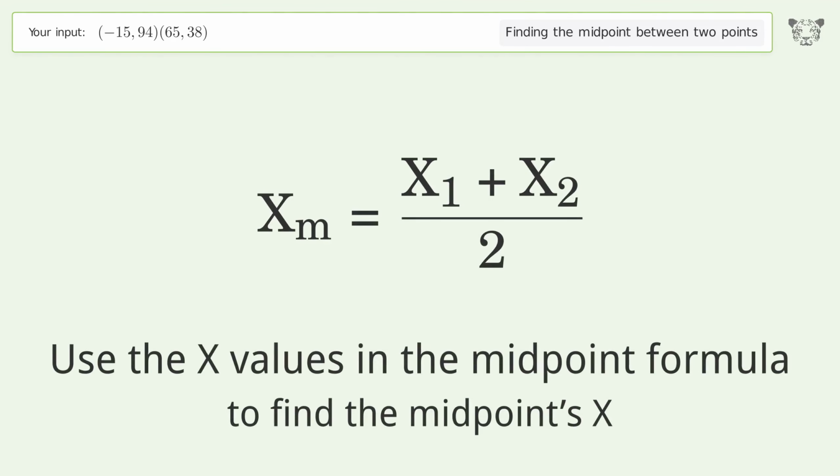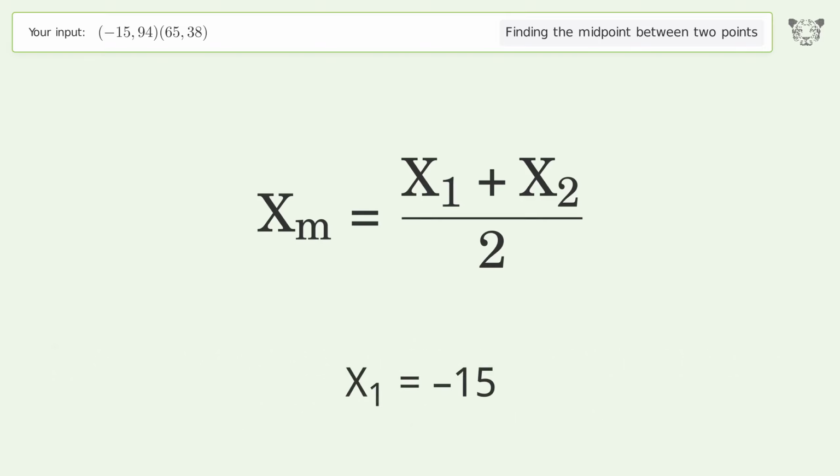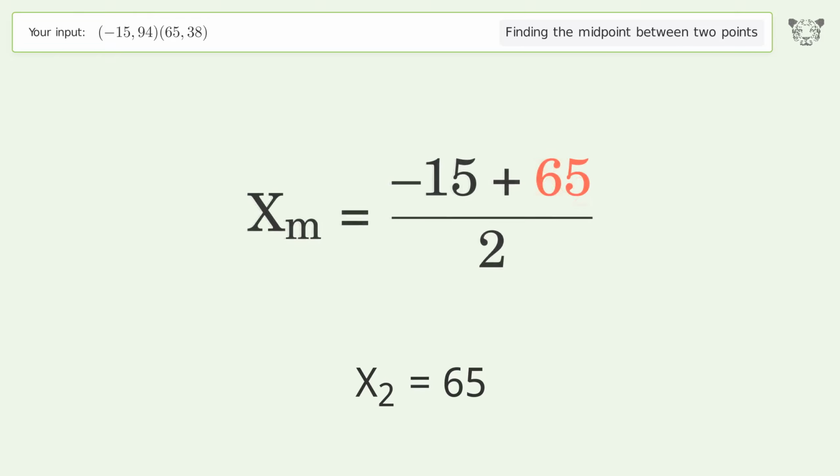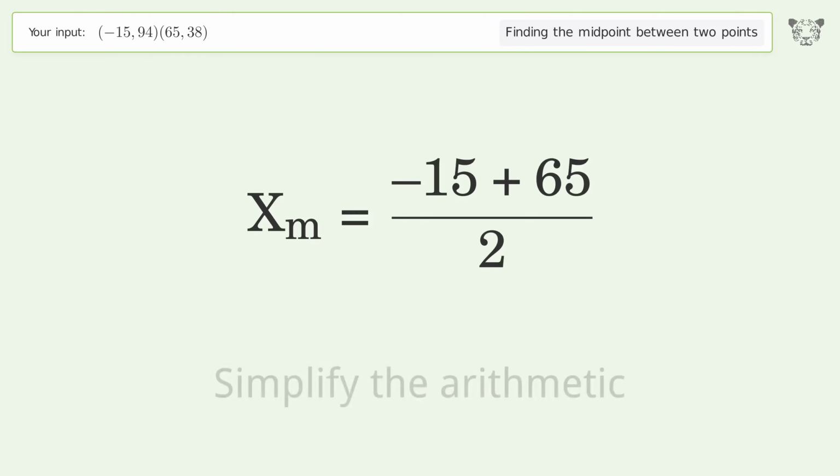Use the x values in the midpoint formula to find the midpoints x. x1 equals -15. x2 equals 65. Simplify the arithmetic.